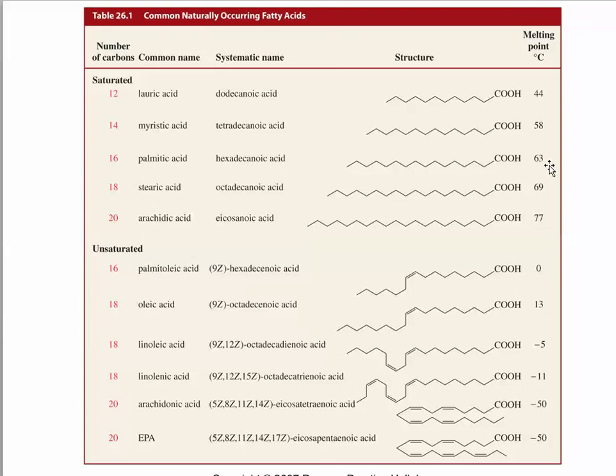This 16 carbon chain was 63 degrees. It's going to be a solid until it hits 63 degrees. This 16 carbon chain, because of that one double bond, its melting point is 0. Which means that at room temperature, this is going to be a liquid. Well, that also means that this one's going to be a liquid. You have to heat this one up to 13 for it to melt. Well, room temperature is 20 to 25. It's already hotter than the melting point. And that is why oleic and linoleic and linolenic and arachidonic are all liquids at room temperature.